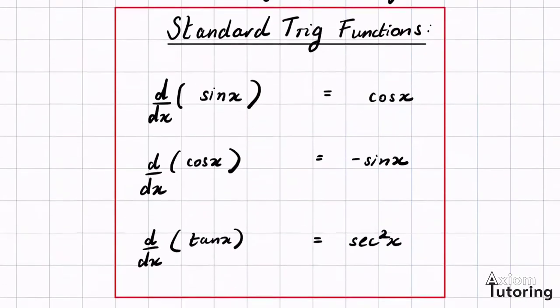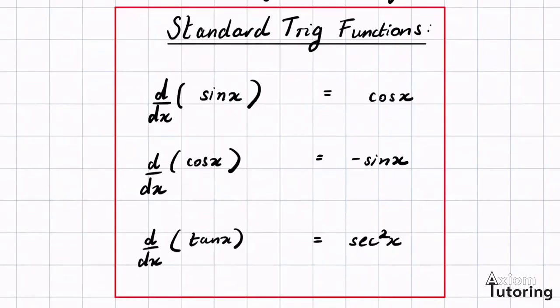So for our standard trig functions, we've seen these before, but we have them listed here. So here we have the notation d over dx. So it means we're finding the derivative of our function sine x with respect to x. So this is equivalent to the previous notation f dash x, f dash of x. So they both mean the same thing, and you should be comfortable with both.